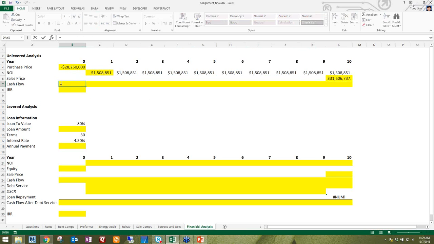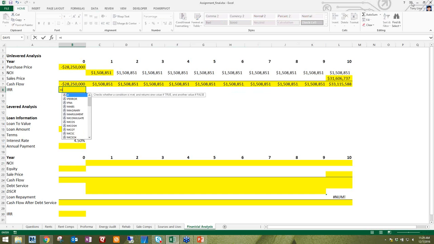So this is what our cash flow looks like. It's a sum of all of these three items. Initial outlay is year 0, where we expend $28.2 million. That's a negative. We take this formula and drag it across the whole sum. Year 1, you get 1.5. Year 2, 1.5. Year 3, 1.5. Year 4, 1.5, and so on. Then in year 10, we're not only going to get the NOI if we sell it toward the end of the year, but we're also going to get the sale price of $31 million.